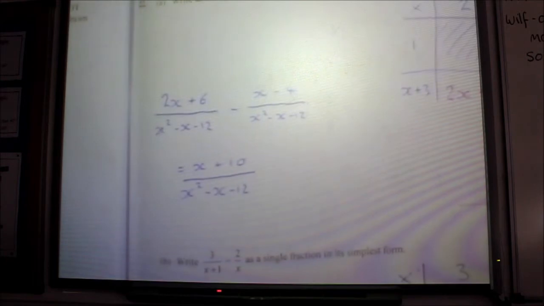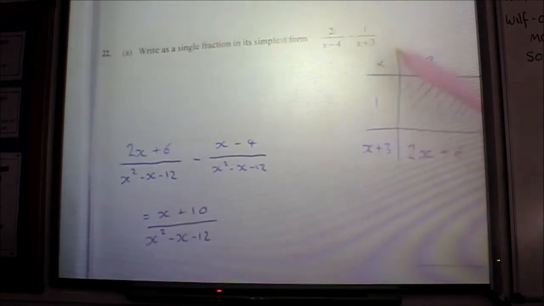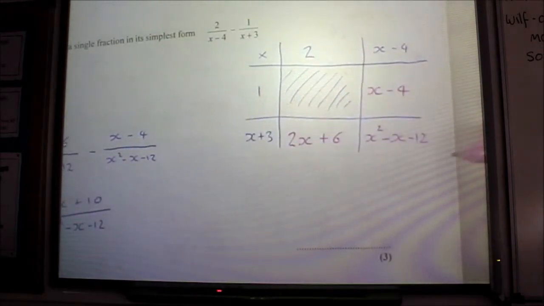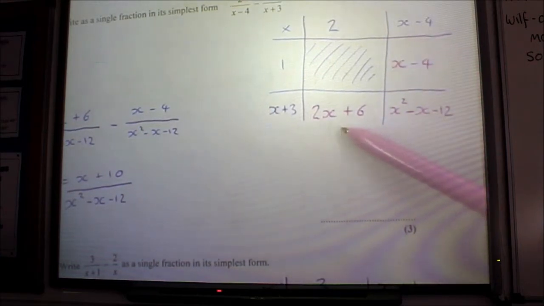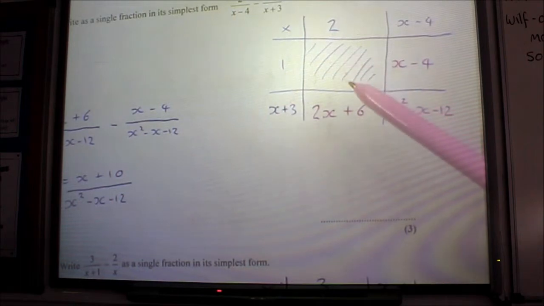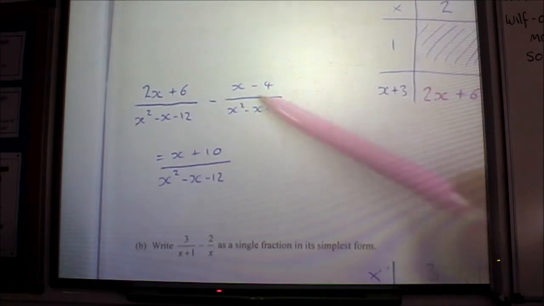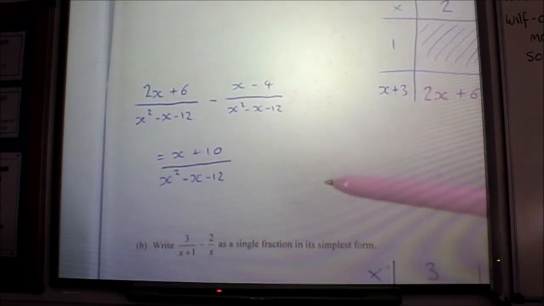Question 22. Write as a single fraction in its simplest form. You've got to get the bottom numbers the same. When I do these, I like doing the cross thing. I know it's a bit basic, but I find it really simplifies it. So there's your bottom number, and you've got to do that one, take away, you've got 2x over 4. You could do that one, take away that one. So that's what I've got here. Once you do all the taking aways, you end up with this, and that is your final answer.